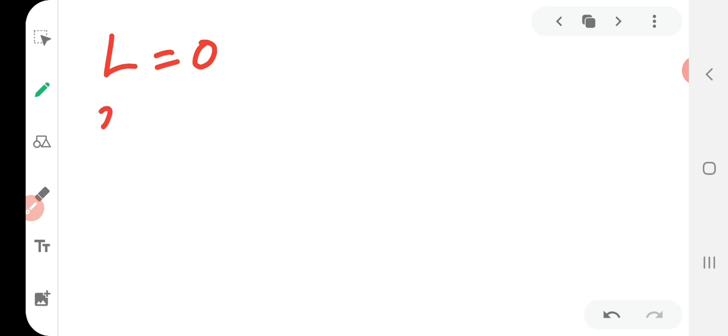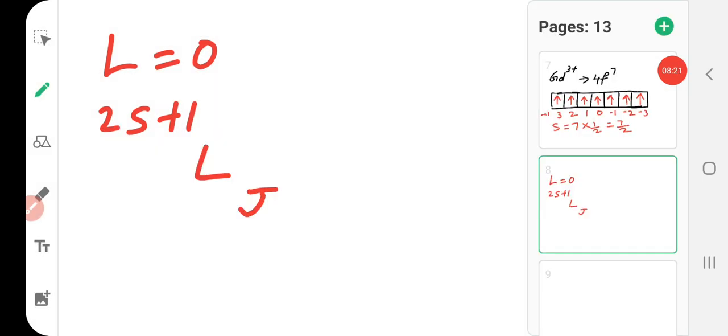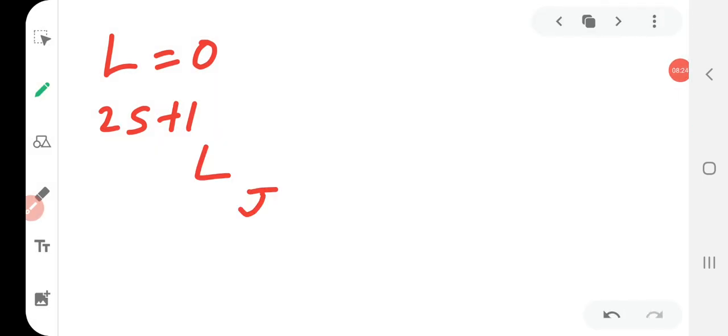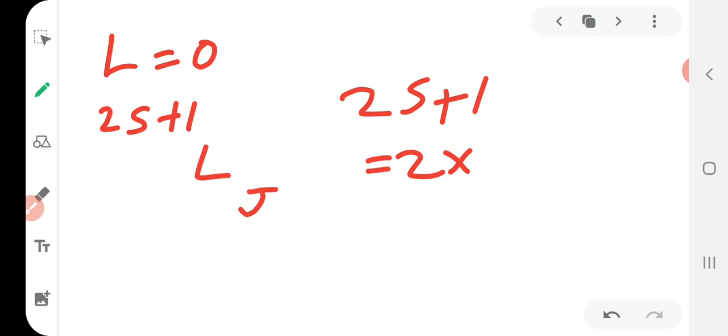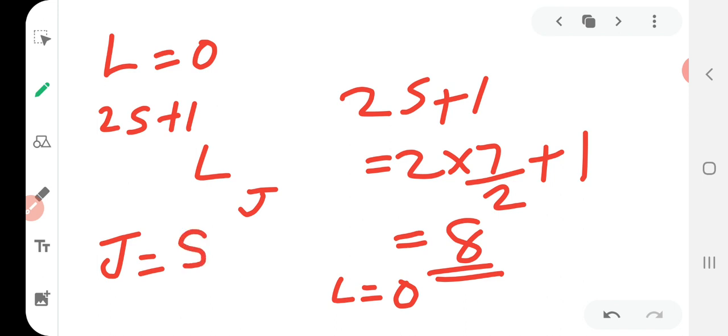So what will be 2S plus 1? 2S plus 1 will be 2 into S, where S is 7 by 2, plus 1, that is 8. And L is equal to 0. And what is J? J is equal to, since it is just half filled and L is equal to 0, J is equal to S, that is J is equal to 7 by 2.